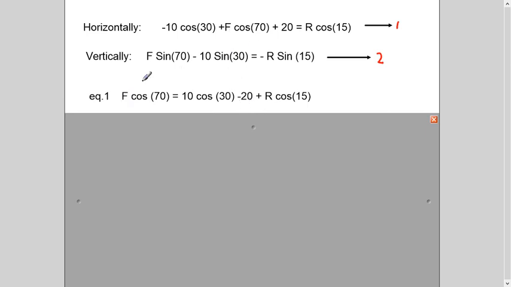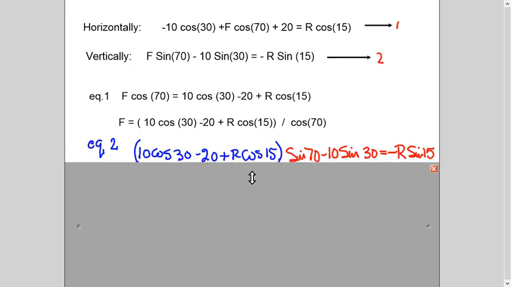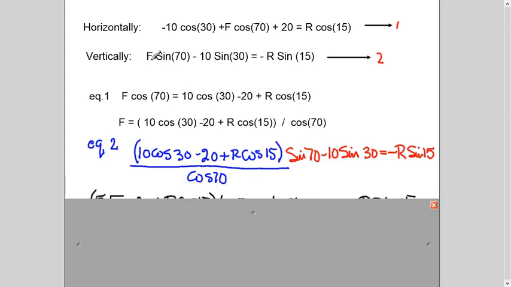From equation 1, I have made F cos 70 the subject. I've taken 10 cos 30 to the other side. You can see here, it has become plus. 20 I have taken to the other side, it has become minus 20. After that, I'm making F the subject, so cos 70 is going underneath as division. Now I have manipulated equation 1 and I'm plugging it into equation 2. So the whole value I have written in blue I'm plugging in place of F.